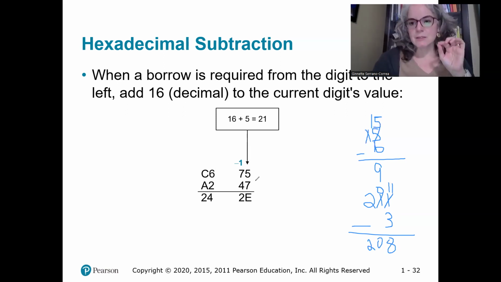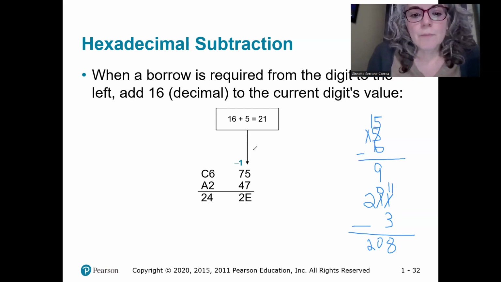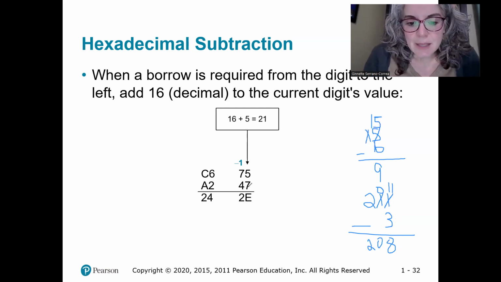All right, so same thing here. You're going to borrow 16 instead of borrowing 10. So in this case, I cannot take 7 away from 5. These are hexadecimal numbers. So I'm going to borrow 1 from this 7. So the 7 becomes a 6. And the 5 is 16 plus 5. So 16 plus 5 is 21. So this becomes a 21. And now I'll take 7 away from 21, which equals 14.